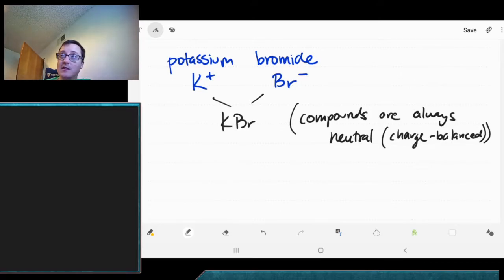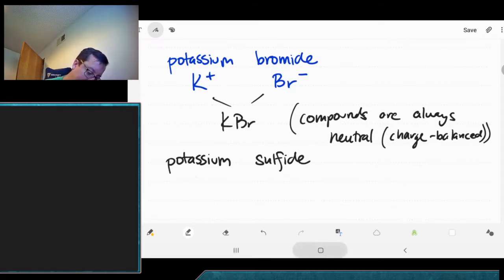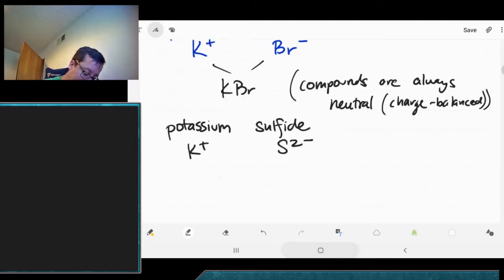In this case, the charges are the same but opposite. That makes a lot of sense. They are the same magnitude but different signs, plus and minus 1, so they can just cancel each other out. But if we have something like potassium sulfide, well, the potassium ion is K+. The sulfide ion is S2-. Remember, sulfur in group 6 prefers a -2 charge. So if we put this together, we get KS. Well, that's not right, because compounds have to be neutral.